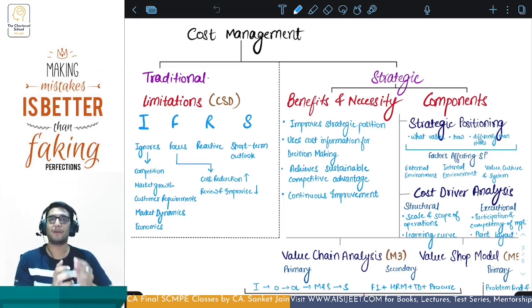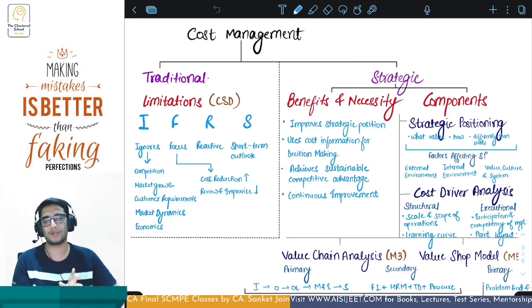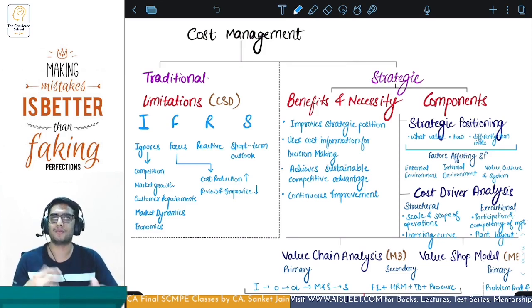Then customer requirements are not focused upon. Mostly our focus is on cost reduction, and we don't care much about customer requirements under the traditional cost management, which I'll be referring to as TCM from now on. Customer requirements are basically quality, the type of product, customer responsiveness, innovation. All of those things are not focused upon under the TCM because we're just focused on reducing the cost.